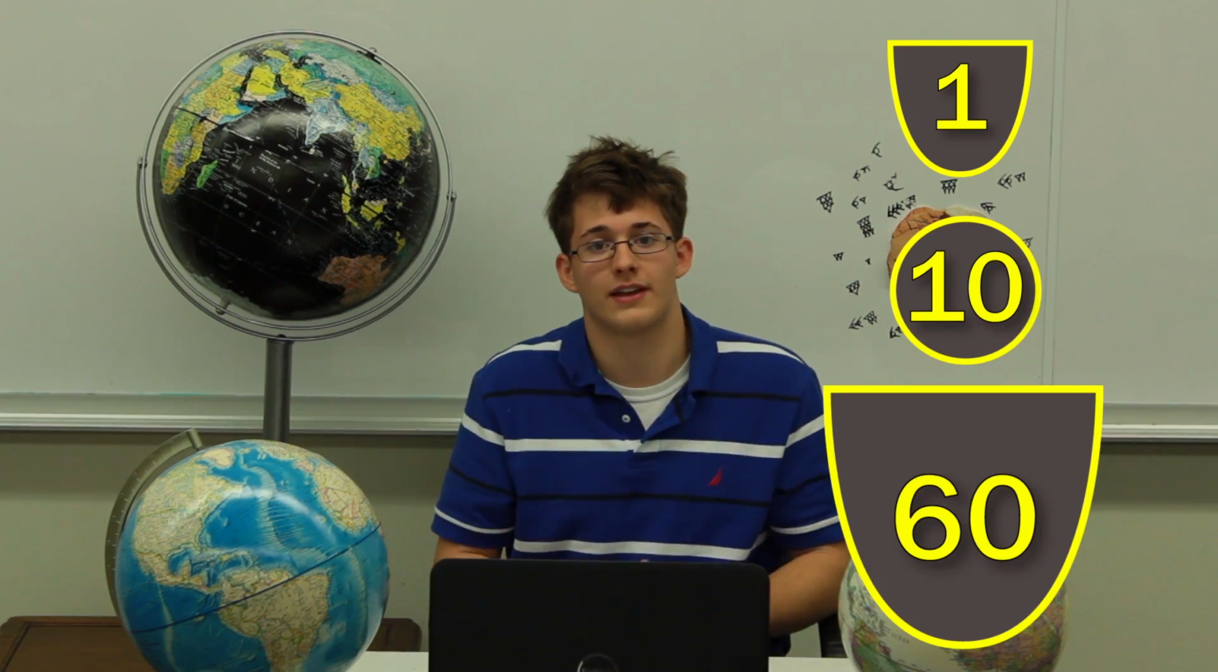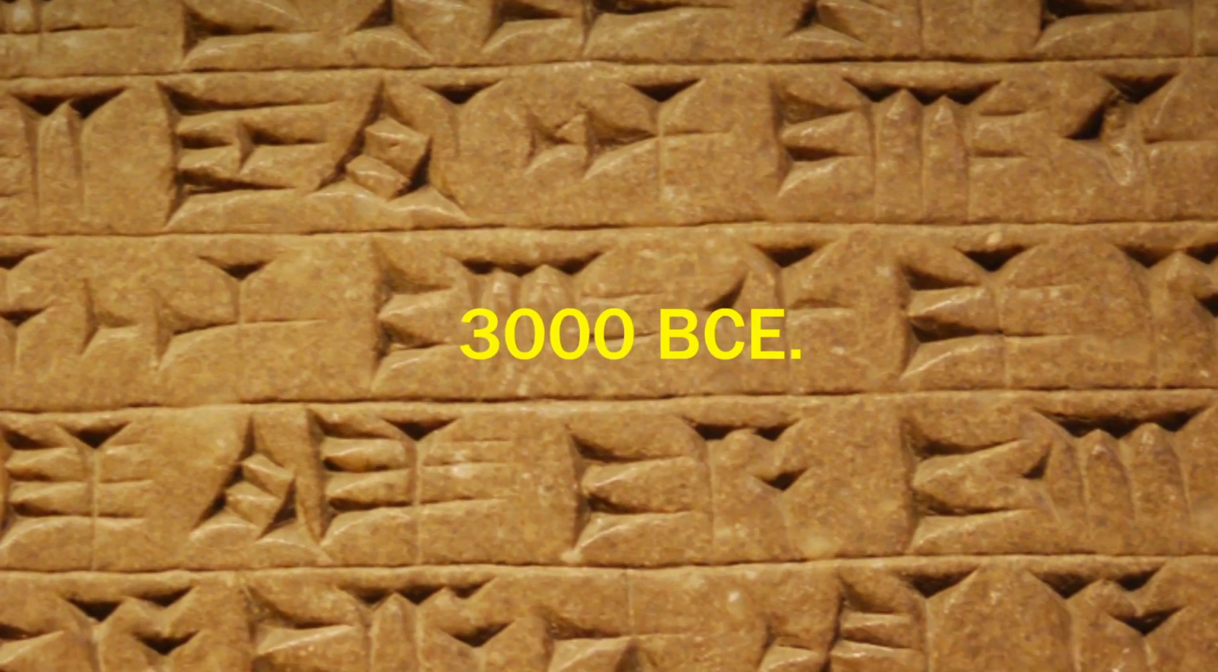Most hunter-gatherer communities had words for only one, two, or many, but after they developed writing, they began using concrete objects to represent specific numbers, such as a small cone for 1, clay balls for 10, and large clay cones for 60. During the 3rd millennium BCE, they replaced these with cuneiform symbols.